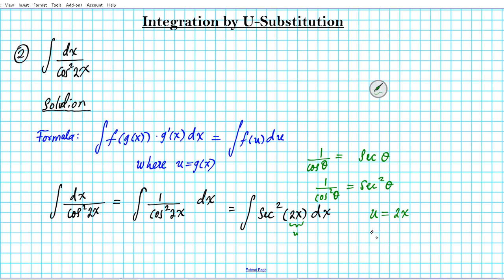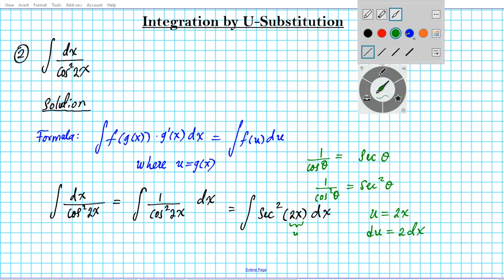Then what is du going to be? We differentiate both sides with respect to x. So we have du dx is equal to 2. Multiply both sides by dx. You have du is equal to 2 dx. Alright, so now do we have a perfect match for our substitution? Let's take a look at what we have here. We have du is equal to 2 dx, and over here we have dx. Do we have a match? The answer is no. We have a mismatch.